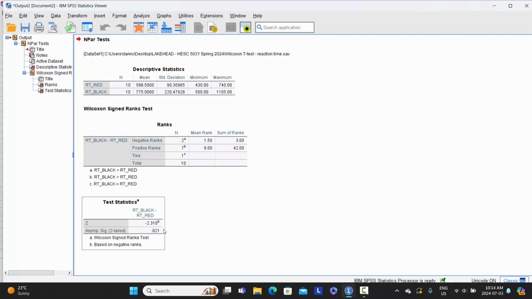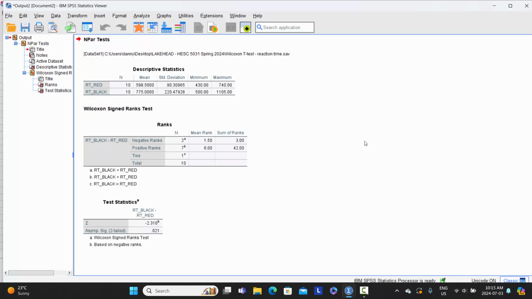And so we see the associated p-value of 0.021, indicating that the probability of committing a type 1 error, the probability that we're making a mistake when we conclude that there is a statistically significant difference in reaction time, that risk is less than 5%. Specifically, that risk is 2.1% that we are making a mistake. So we would conclude here that there is a statistically significant difference in reaction time when viewing two different symbols on a computer screen where it takes longer to react with a black symbol than a red symbol.